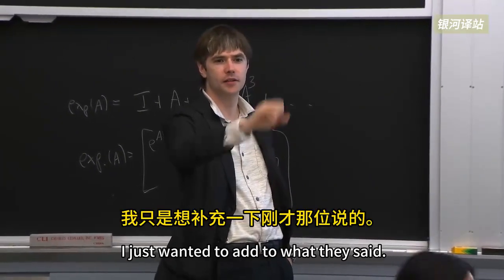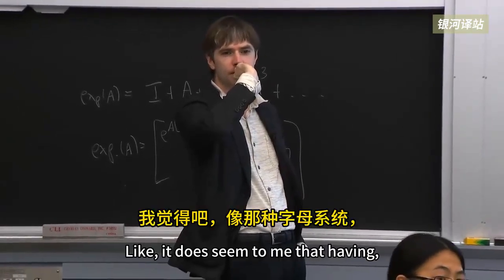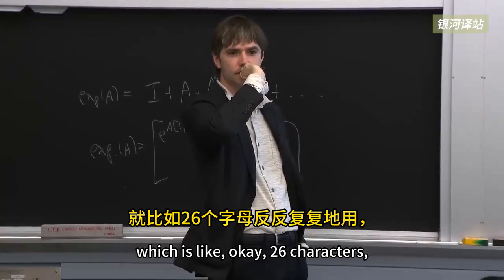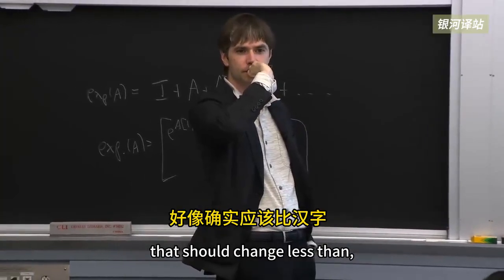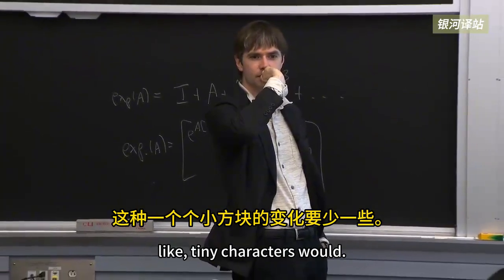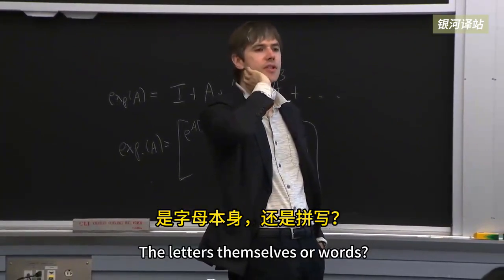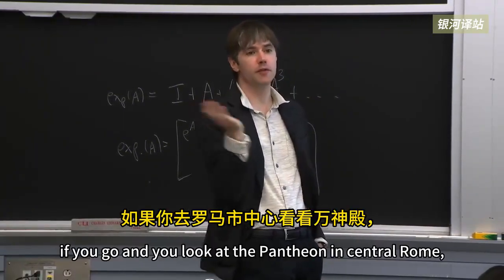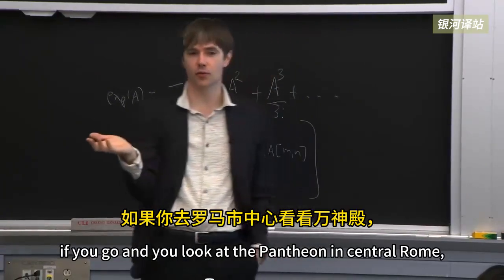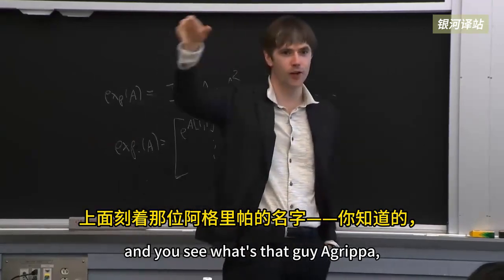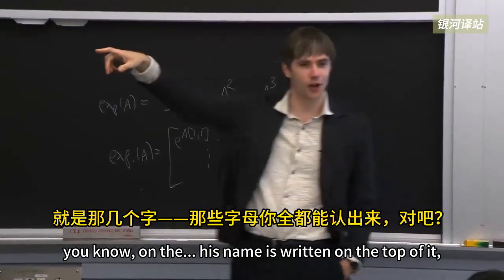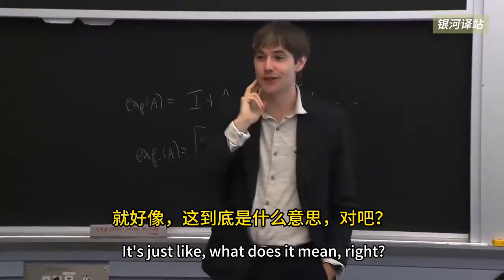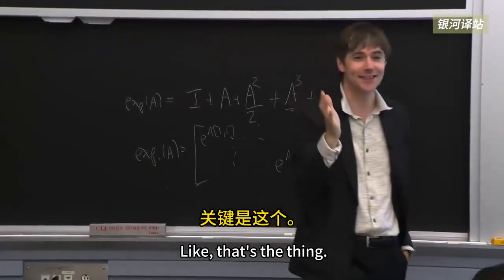You good? Yeah? I just wanted to add to what they said. It does seem to me that having an alphabetical system where it's just 26 characters you use over and over again should change less than those tiny characters. The letters themselves or words? Yeah, okay, right. Well, if you go and look at the Pantheon in central Rome and see that guy Agrippa's name written on the top of it, you recognize all those letters, right? It's just, what does it mean, right? You know what I mean? That's the thing. Yeah.